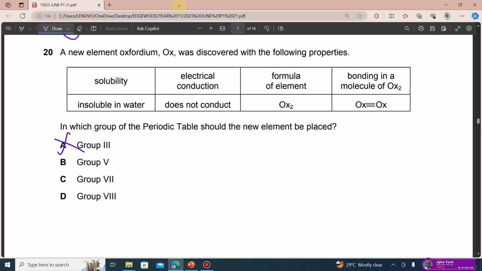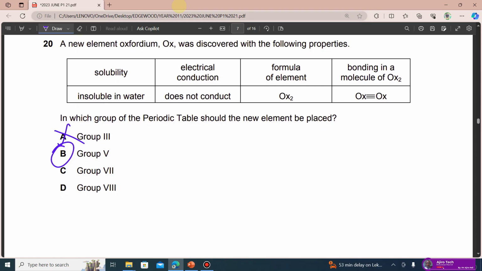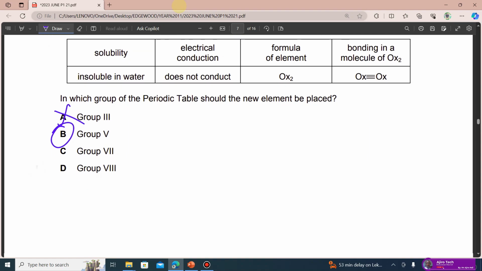The fact that it doesn't conduct makes it not a metal. The formula of the element is diatomic. For such an element to be diatomic, its bonding in a molecule forms triple bonds. So what elements are likely forming triple bonds? You can remember, those elements are always in group 5. They are likely going to form triple bonds, and they're also diatomic in nature. An example is nitrogen. Nitrogen is diatomic in nature, and its bonding in a molecule is triple.